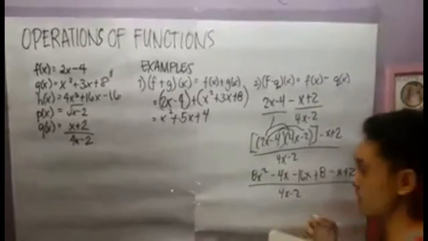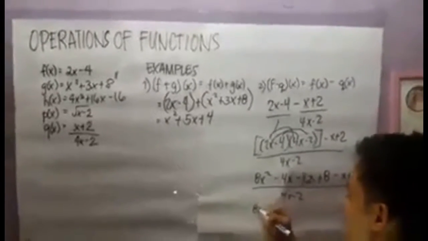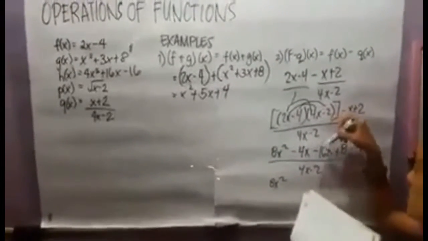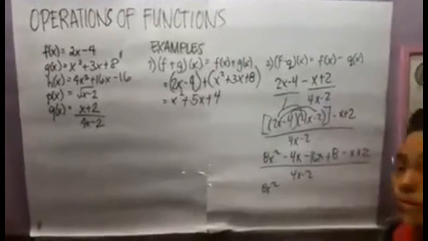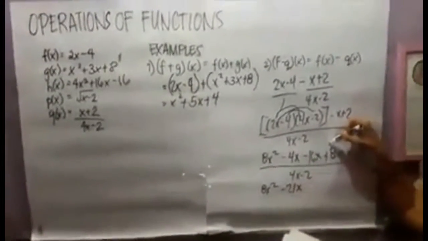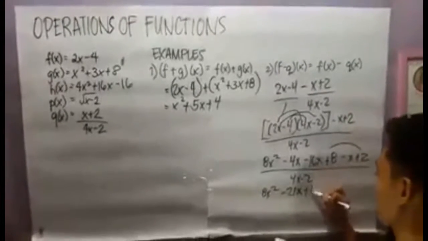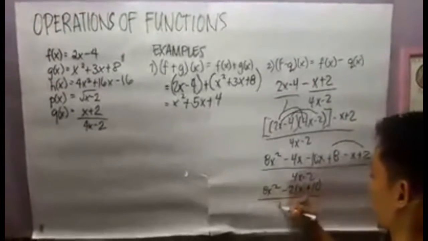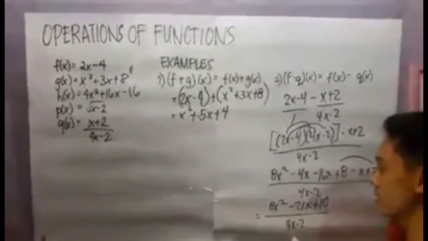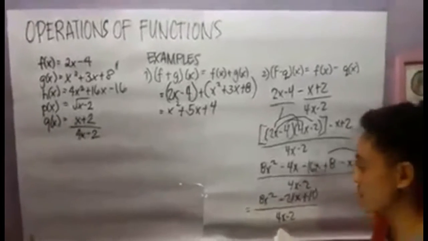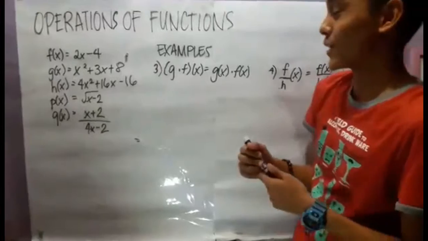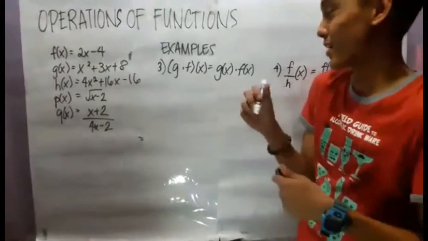So we're gonna combine like terms. 8x squared, negative 4x, minus 16x, minus x is equal to negative 21x. And 8 plus 2 is equals to 10. So our answer is 8x squared minus 21x plus 10 over by 4x minus 2. Let's move on to number 3, which is g of x times by f of x.